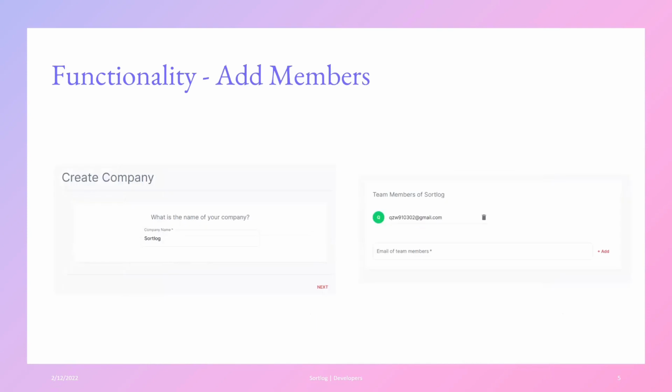And moreover, there is one more function, add members. In this function, the user has to confirm their company's name first. Then they can edit the members in the second part. They can add new members or remove old members. This scenario is for users who want to have team members to help them manage the inventory. This is the function of add member.